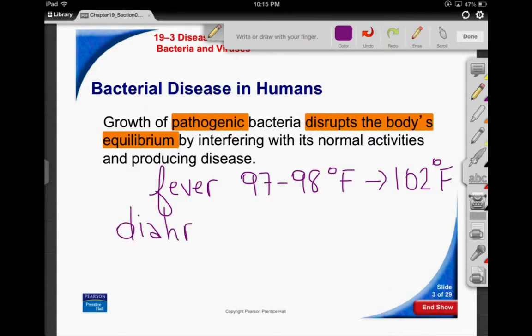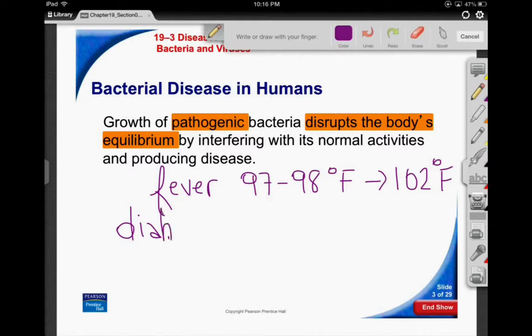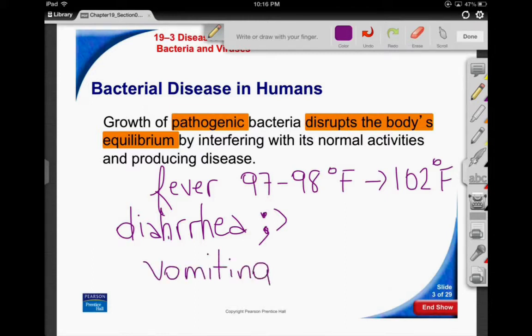Oops. Ha, it's a reset. Diarrhea is one of those horrible words, and I apologize for the spelling of it. I think I misspelled that, but I'll put a winky face and hopefully you'll forgive me. So diarrhea, vomiting. Okay, I don't think I need to show you a picture of that.